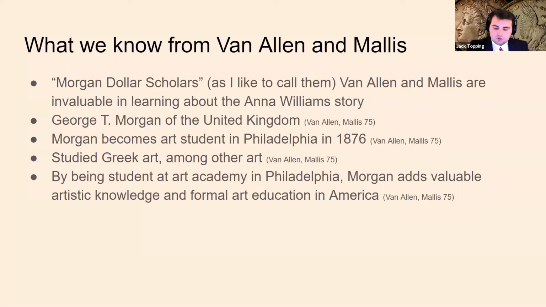But for now, we know that George Morgan added to his formal art education in 1876. The next paragraph is really key, as far as I'm concerned, in this whole book in regards to Anna Williams. Van Allen and Mallis explain that George Morgan wanted an accurate depiction of an American woman to represent liberty on an American coin, which to me is not a surprising position for Mr. Morgan to take.